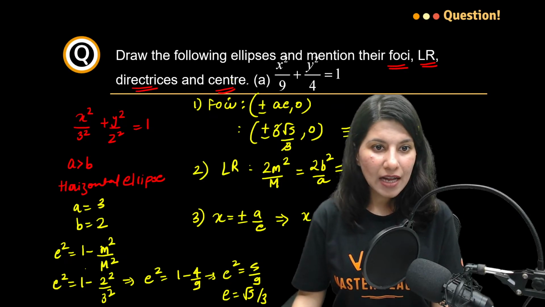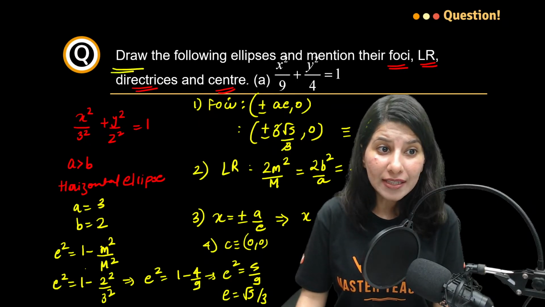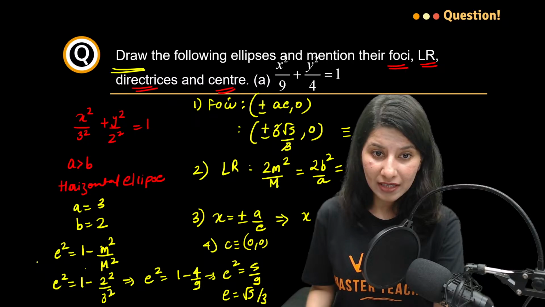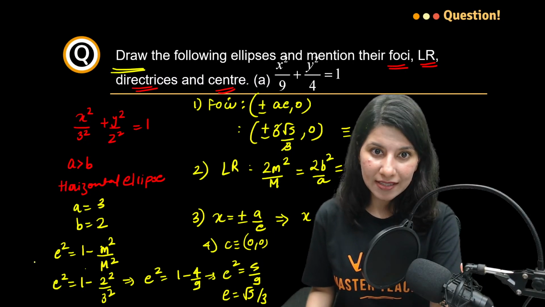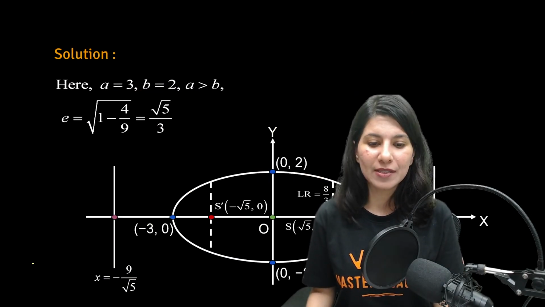Okay. And now finally the center. The center of the standard ellipse becomes 0, 0. So we need to draw this ellipse as well. Now you have everything with you: focus, latus rectum, directrix, center, eccentricity, everything. So can you draw the ellipse? Definitely. If you draw the ellipse, it will look like this.